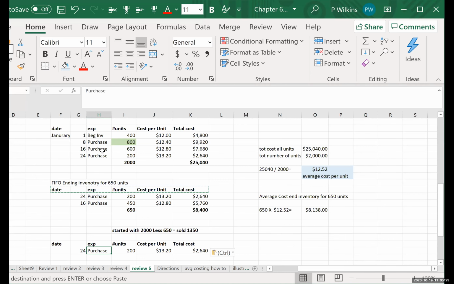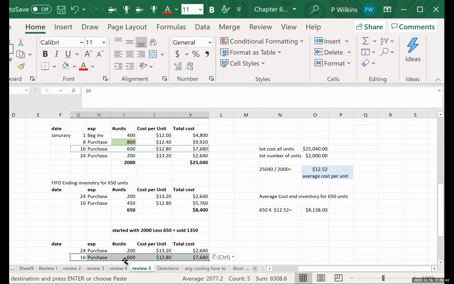We then need to go to the next line up. We've got 200, so 600 more would get us to 800. So we're going to take all of these 600. We have 600 units at $12.80 for a total of $7,680. Okay.